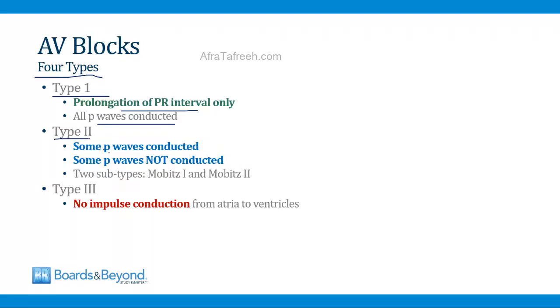In type 2 AV block, some P waves are conducted, but some are not. And there are two subtypes of type 2 AV block. One's called Mobitz type 1 and the other's called Mobitz type 2. And I'll show you examples of both of these in a minute. And then the final type is called type 3. And in type 3 AV block, there's no impulse conduction from the atria to the ventricles. None of the P waves are making it through to the ventricles to generate a QRS complex.